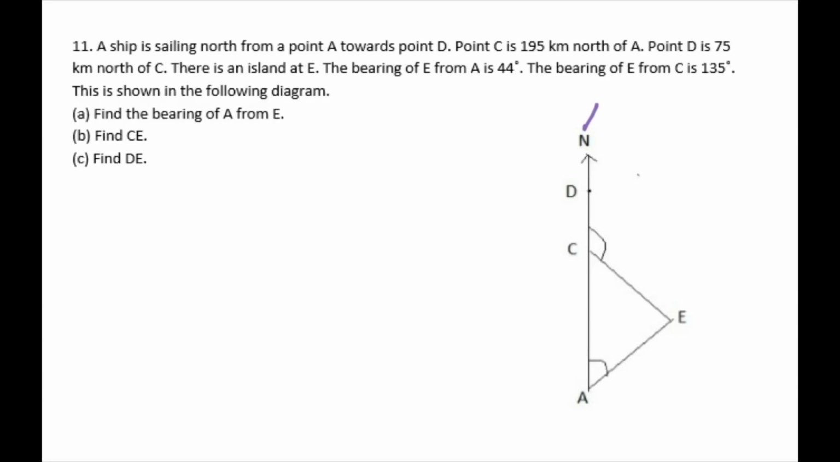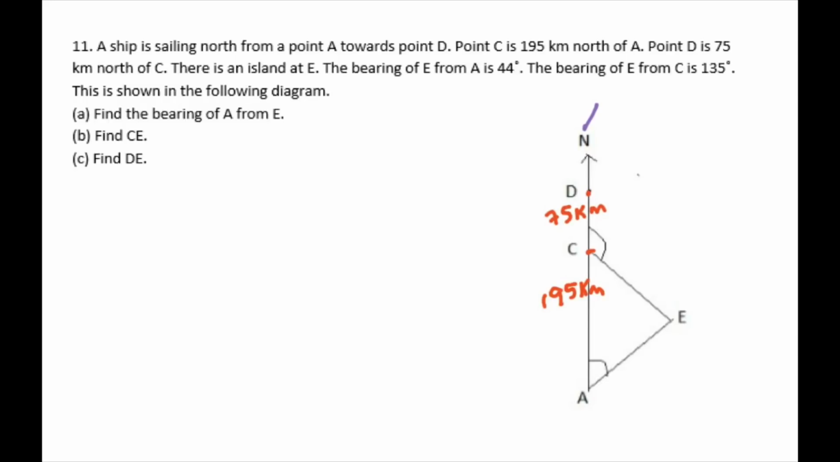It says a ship is sailing from point A to point D. Point C right here is 195 kilometers north of A. So it means it's above the A if we go up north. And point D is 75 kilometers north of C. So these two segments are given.